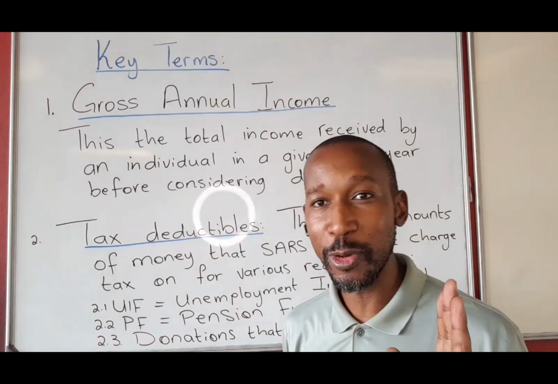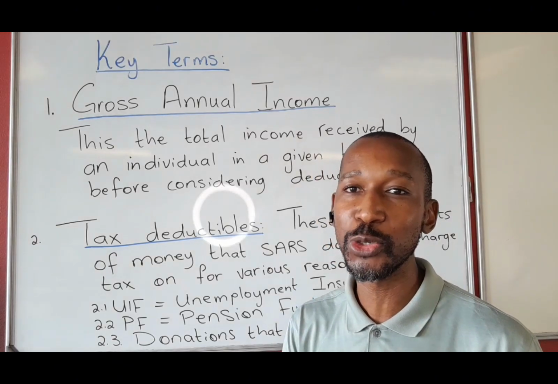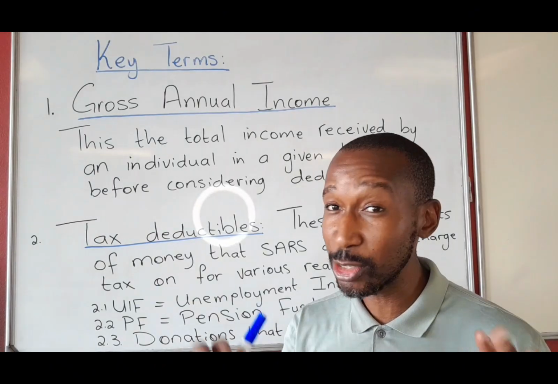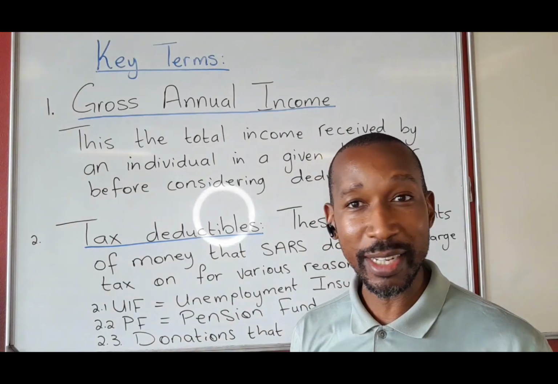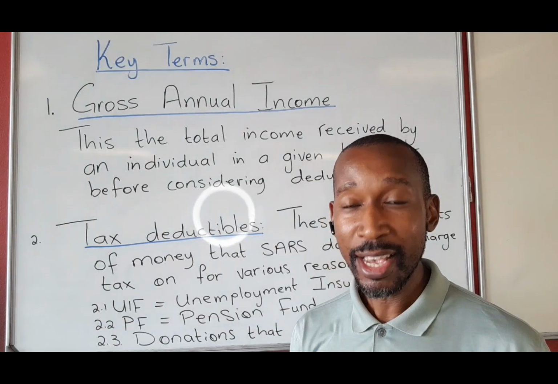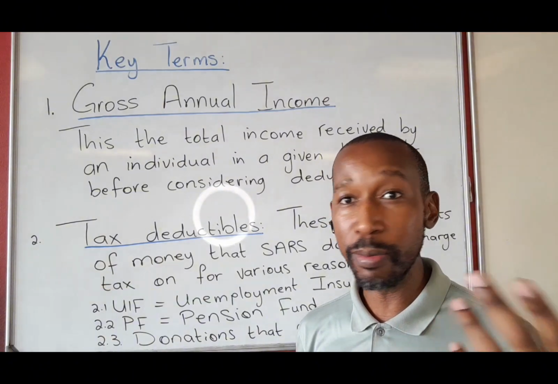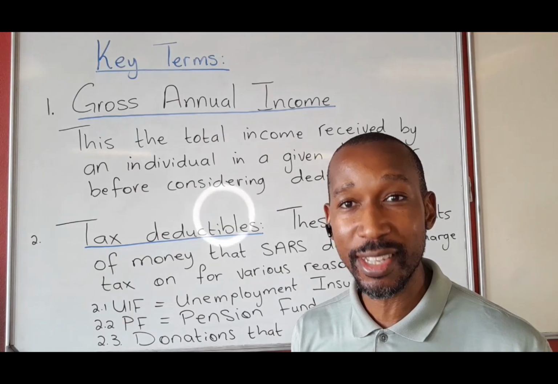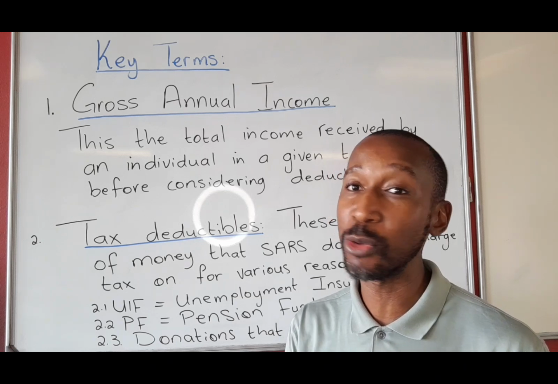Now, it's very important to highlight here. When we talk about this total income, we are not just referring to salaries and wages. We are also referring to any money that you might have received from ancestors. We are referring to any money that you might have got from your betting slips. We are referring to any money that you might have won from the lottery, or maybe a payout from the Road Accident Fund, or whichever case it may be. Whatever money you received throughout that year is going to be considered in your gross annual income.